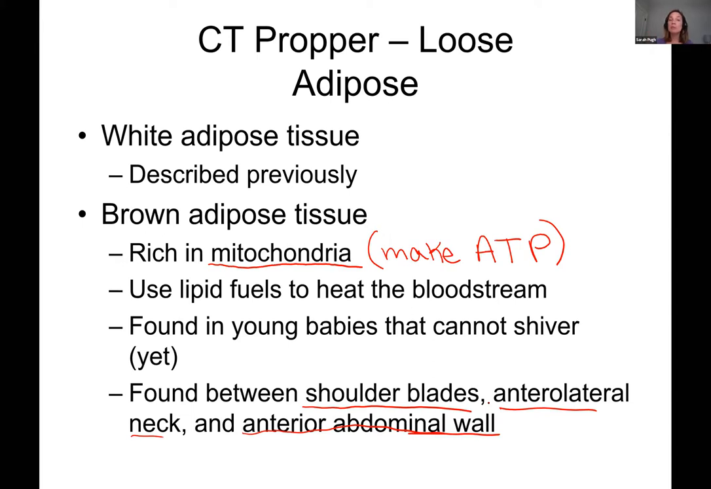But for those people who are trying to gain weight, a lot of times what we found is that they actually, as adults, have brown adipose tissue instead of white adipose tissue. So they just burn it really fast. So they're naturally more thin. Okay, but typically we only find it in babies.